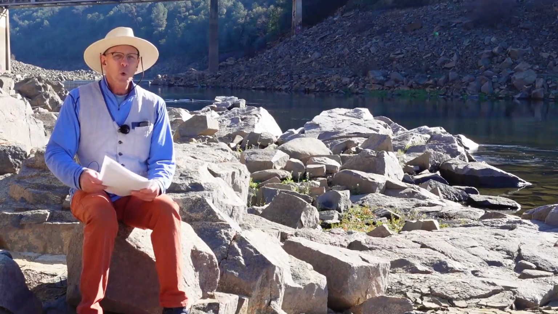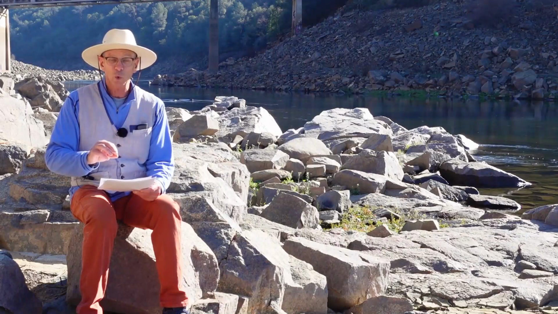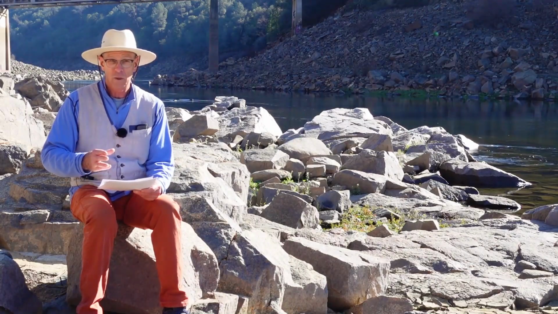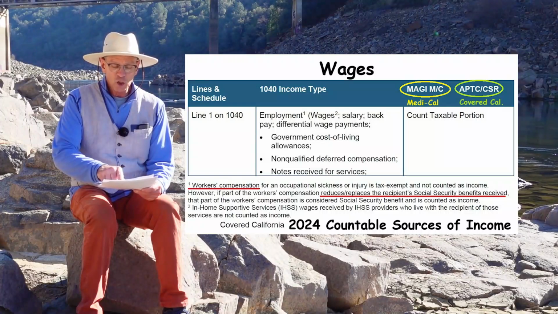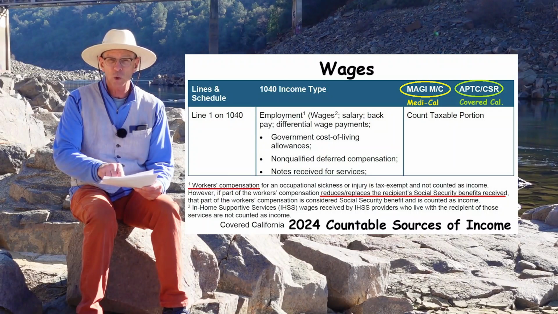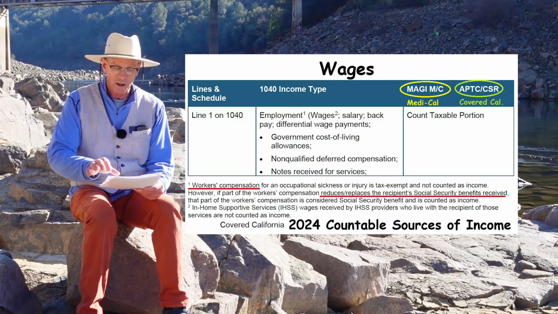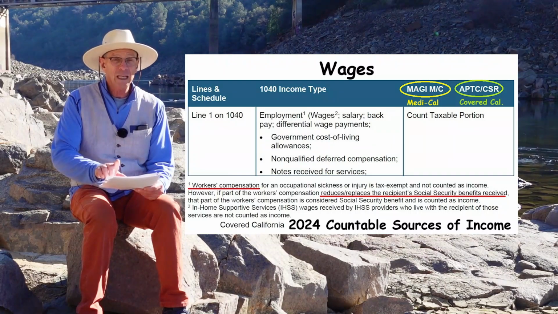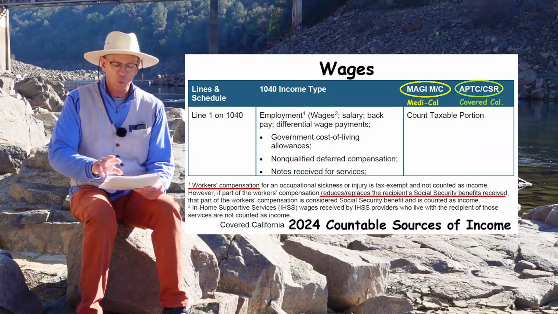I am going to be showing screenshots of the 2024 Covered California Countable Sources of Income document. Usually on the left-hand side, it'll give the lines for the 1040 where you can find that. Then over on the right-hand side, there are two columns: MAGI MC, that's Modified Adjusted Gross Income for Medi-Cal, and then APTC, CSR, that's Advanced Premium Tax Credit, Cost Sharing Reduction, essentially that's Covered California. Sometimes income is counted for Covered California but not for Medi-Cal, so that's why they break those up.